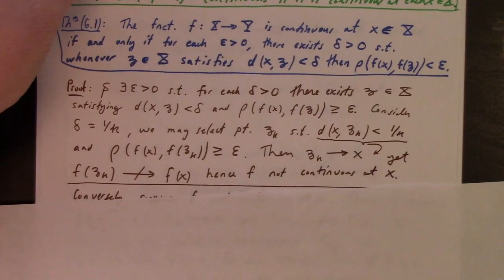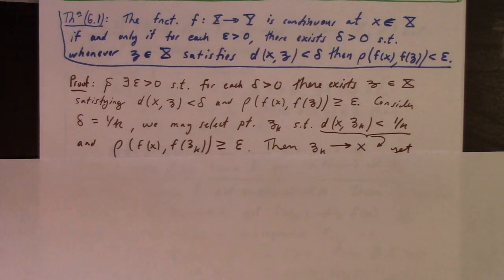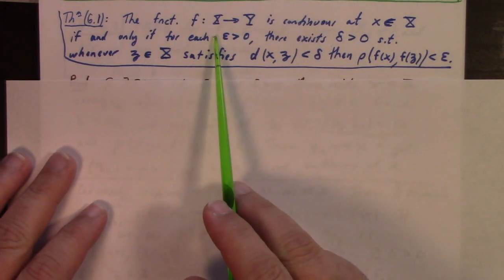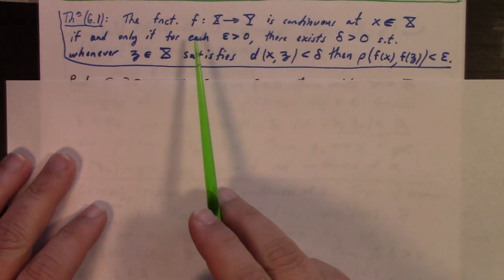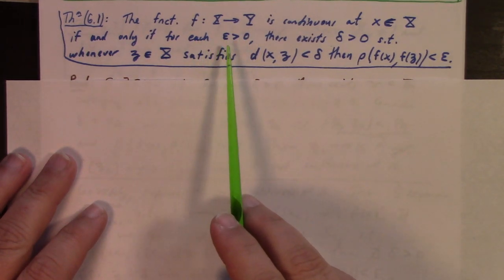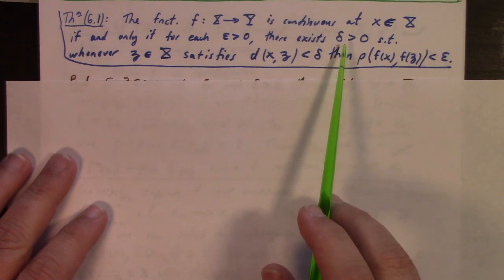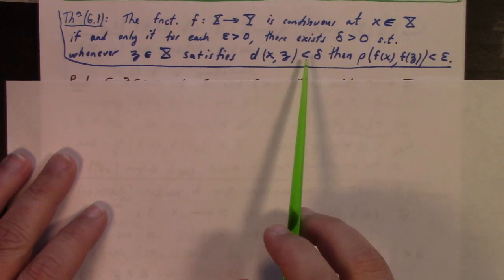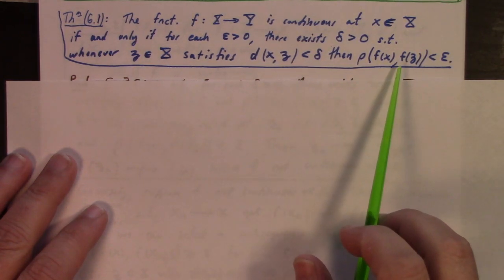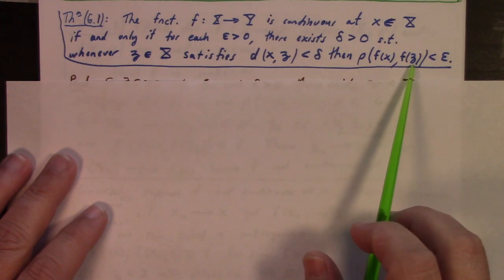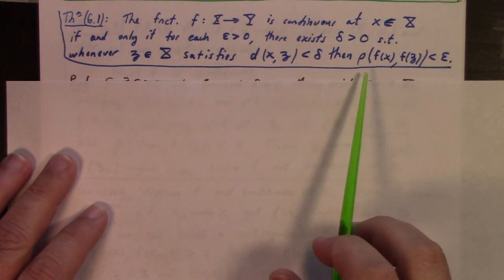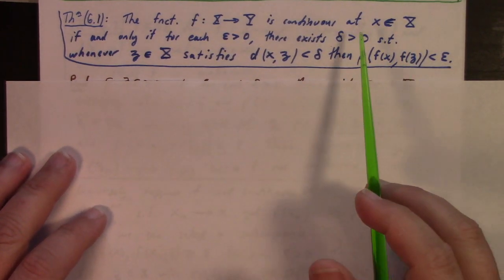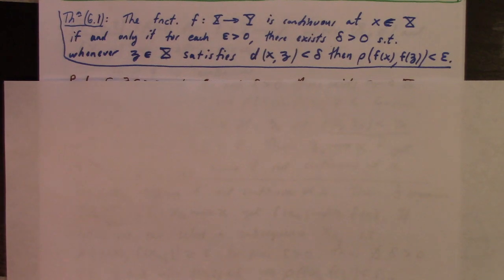Now, perhaps you're more familiar from calculus with the Epsilon-Delta definition of continuity, right? So this, after the if and only if, is the Epsilon-Delta definition. For each epsilon greater than 0, there exists a delta greater than 0 such that whenever z is within distance delta of x, that implies that the image f of x is within epsilon units of f of z. This is the so-called Epsilon-Delta definition of continuity in a metric space. And Theorem 6.1 shows that they're in fact equivalent.